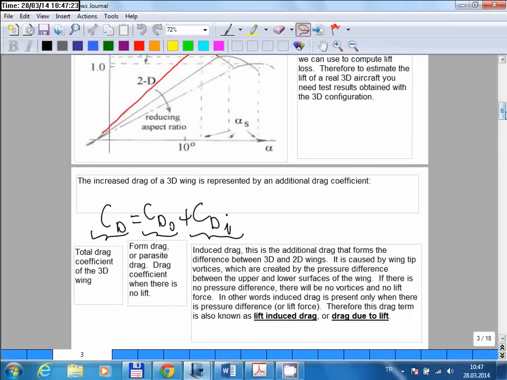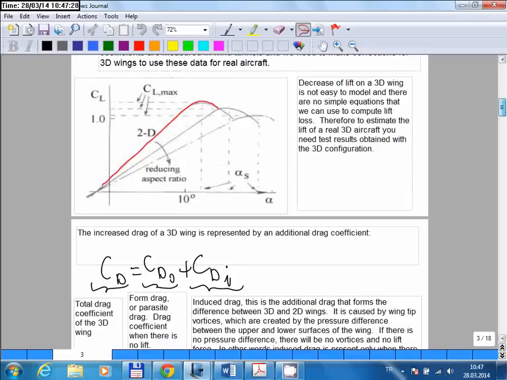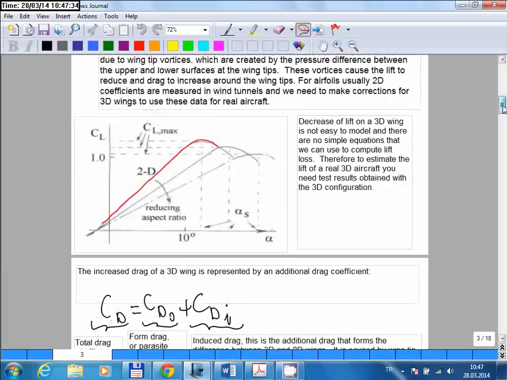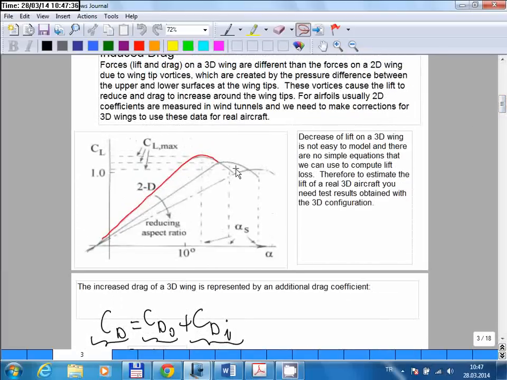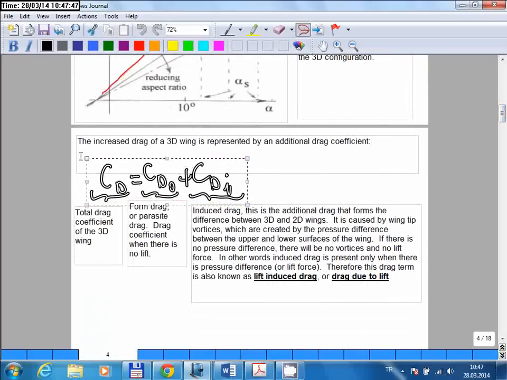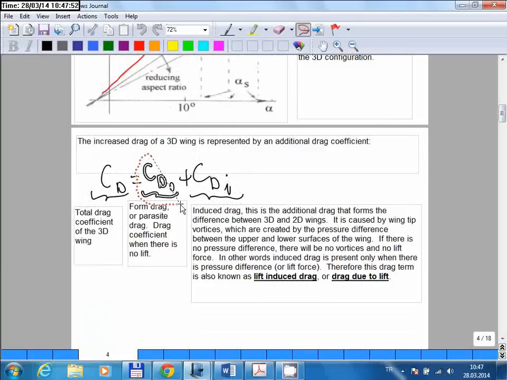Okay, so when you have a real three-dimensional aircraft, due to the vortices created at the wingtips, these coefficients differ from those for a 2-dimensional airfoil. The drag coefficient is composed of 2 parts. The first part is independent of the lift force, independent of the lift coefficient. We call this part the parasite drag or the form drag. And the second part is a function of the lift coefficient.